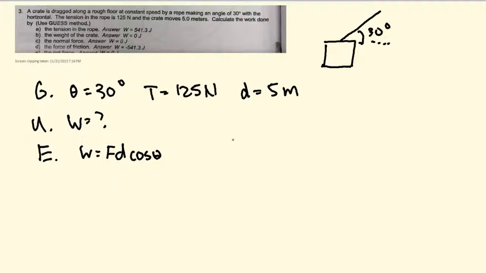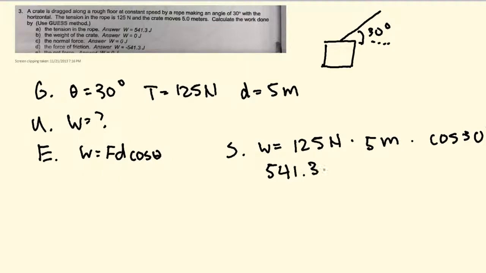So let's substitute. Work is going to be equal to 125 newtons times the displacement, 5 meters, times cosine theta, cosine of 30. And that gives us 541.3 joules.